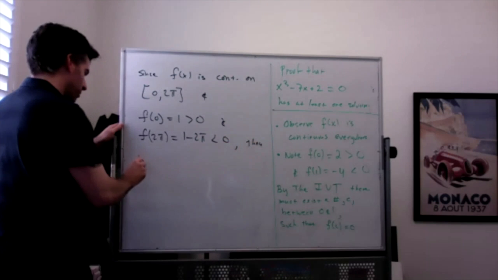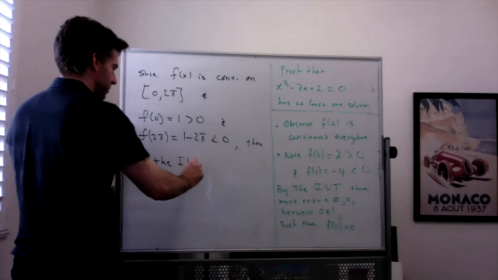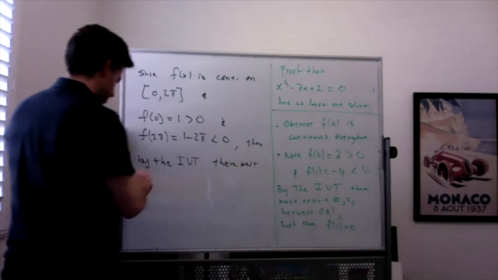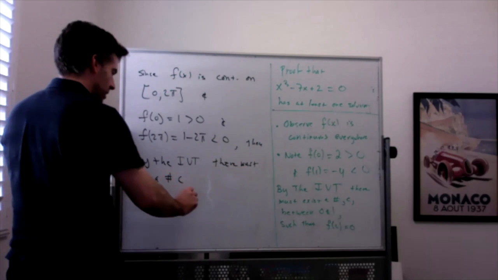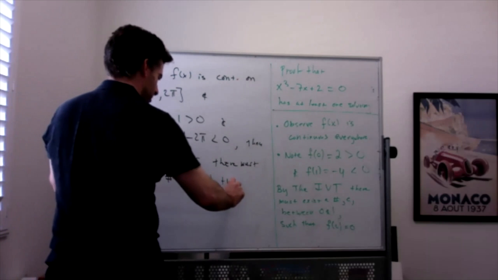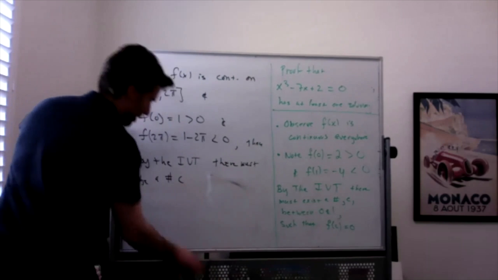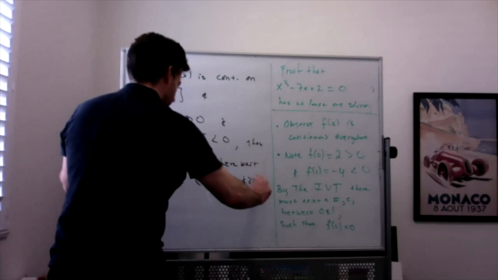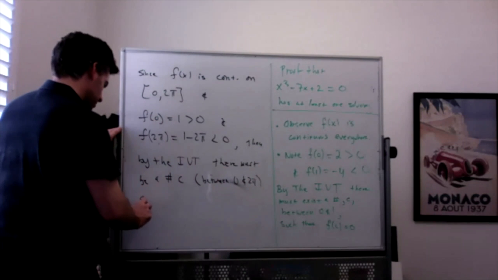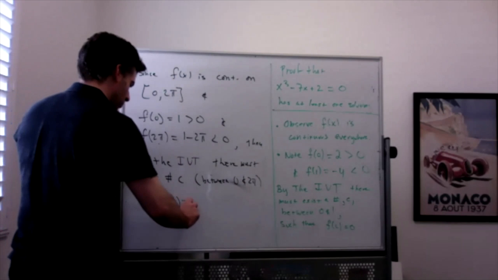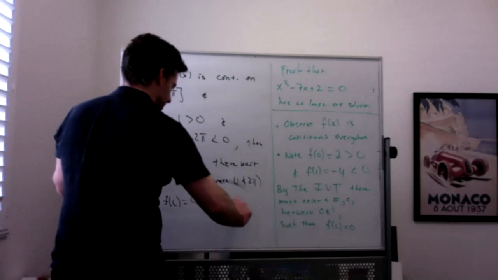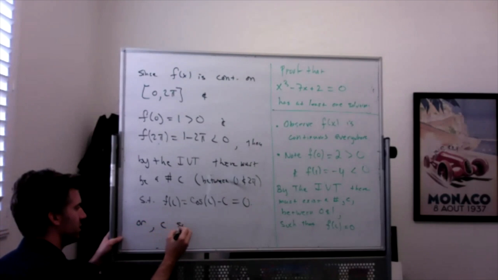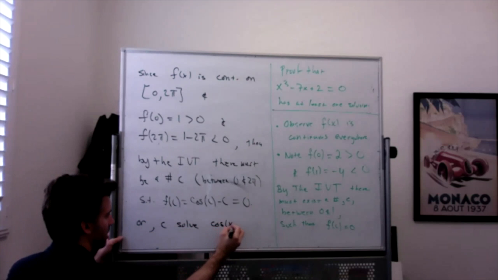Then by the intermediate value theorem, there must be a number c, the number c between 0 and 2 pi, between the x values we plugged in, such that f of c, which is cosine of c minus c, is equal to 0. Or in other words, c solves cosine of x equals x.